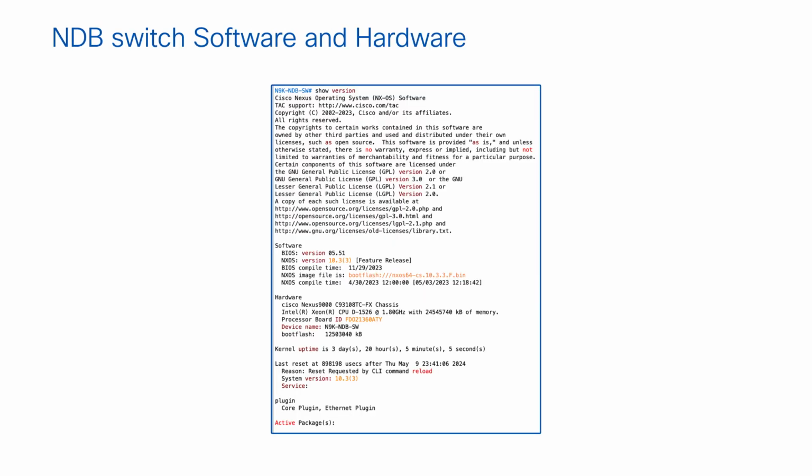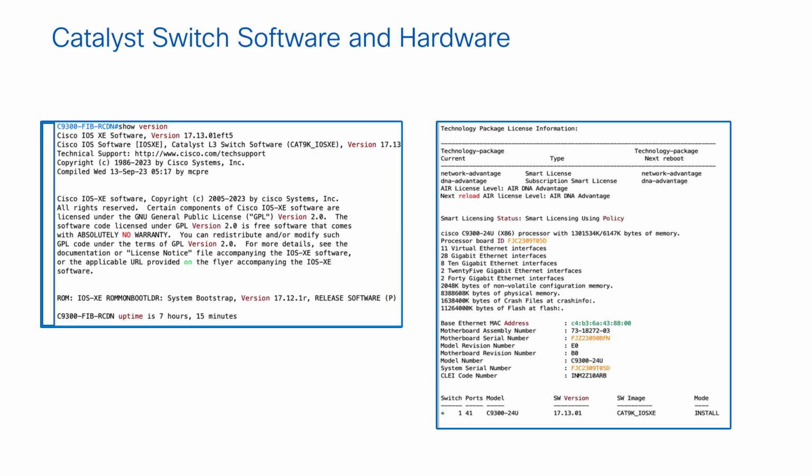Once we get the raw packets from the Catalyst, we create a connection, and this particular connection is created on the Nexus 9K, which is an NDB switch in this case. And here is the software and the hardware that we use to do the tap aggregation policy. And here is the Catalyst switch hardware and the software that we used for this demonstration.